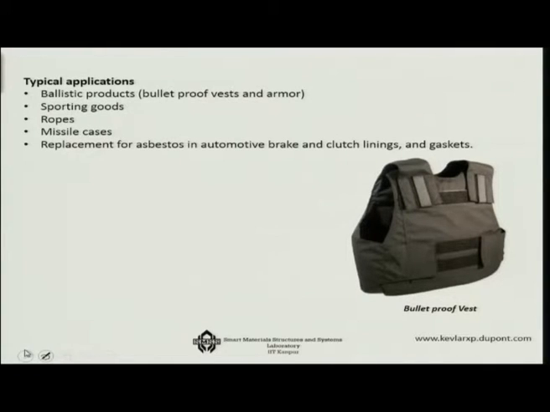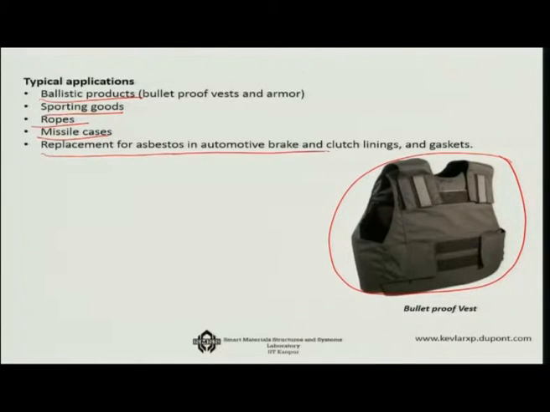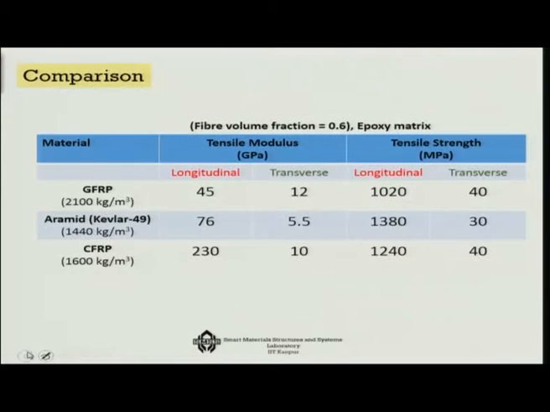Typical applications: one of the most important applications today is BPJs, in other words bulletproof jackets or vests. Because of its light weight but high shock absorption capability, it is used in ballistic products. Also it is used in sports goods, ropes for climbers and missile cases, and in many cases it works nicely as a replacement of asbestos in automatic brake and clutch linings. Asbestos is a good fiber, but the problem is that it is injurious to health. So in such cases, this particular fiber works very well as a replacement.